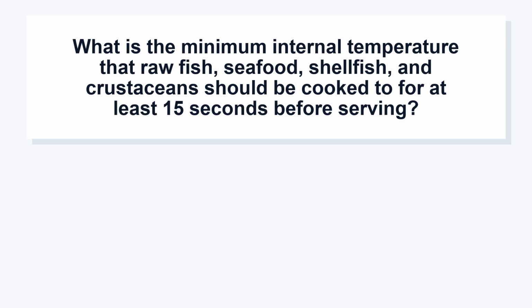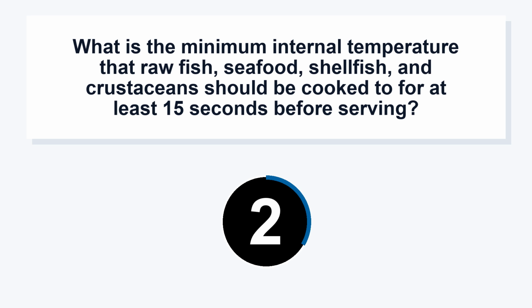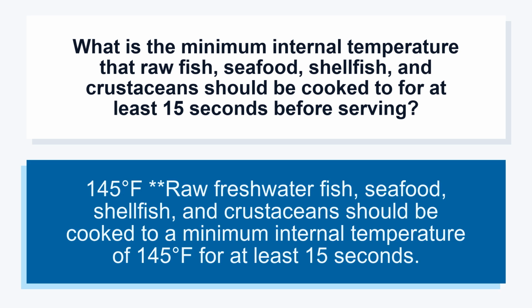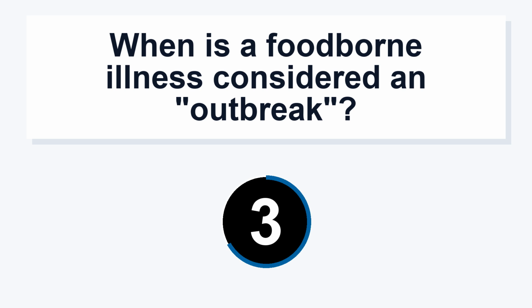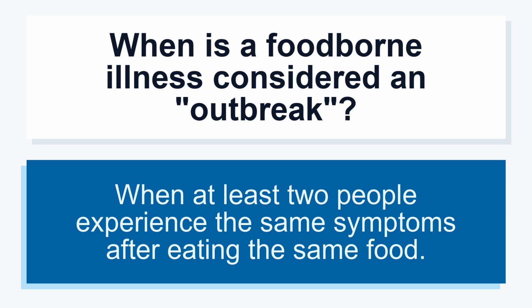What is the minimum internal temperature that raw fish, seafood, shellfish, and crustaceans should be cooked to for at least 15 seconds before serving? 145 degrees Fahrenheit. Raw freshwater fish, seafood, shellfish, and crustaceans should be cooked to a minimum internal temperature of 145 degrees Fahrenheit for at least 15 seconds. When is a foodborne illness considered an outbreak? When at least 2 people experience the same symptoms after eating the same food.